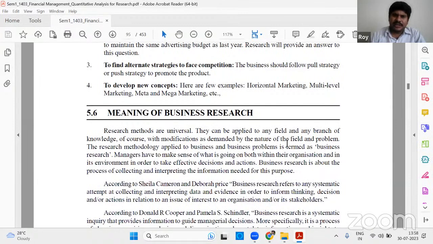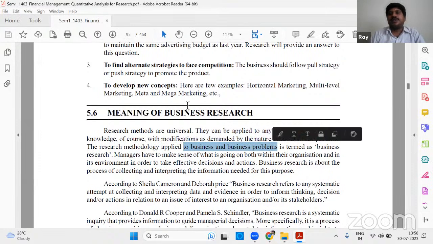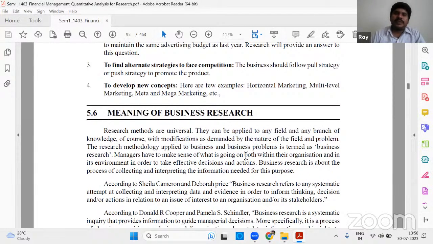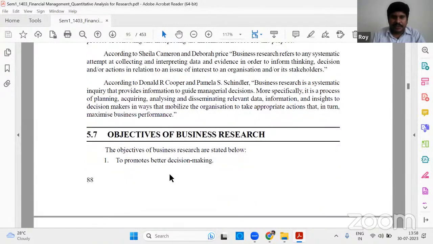Now, what is business research? Very simple. If it is applied to any field or any branch of knowledge, of course, modification is demanded by the nature of the field and problem. And this is applied to business and business problems. If you take business problems, then you call it business research. If you take a medical problem, we call it medical research. Okay, there are some definitions you can go through.